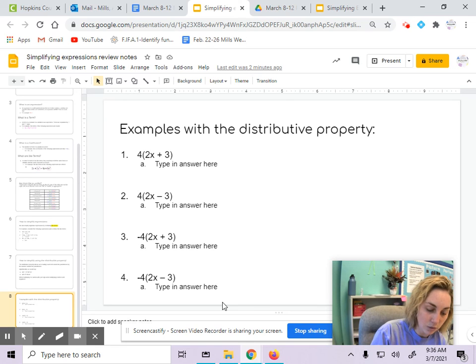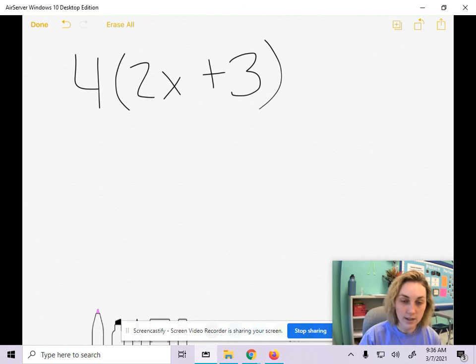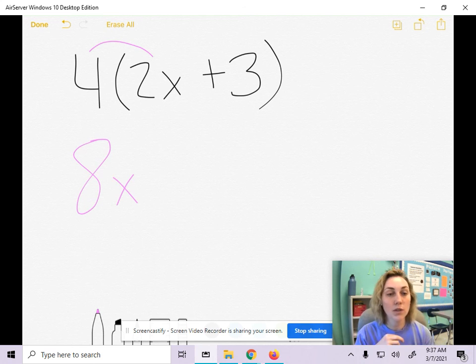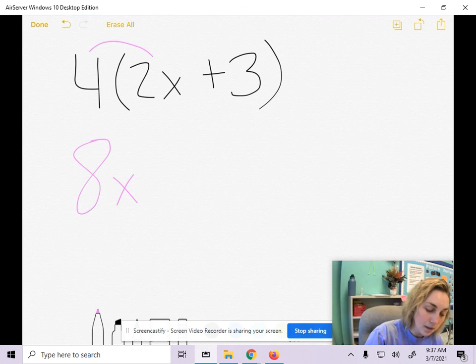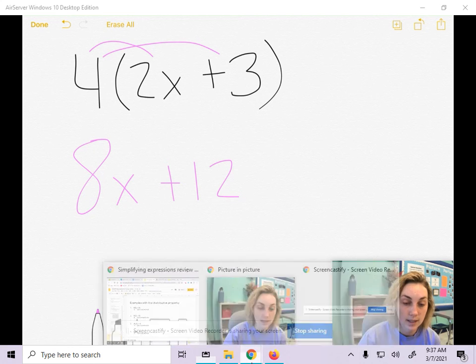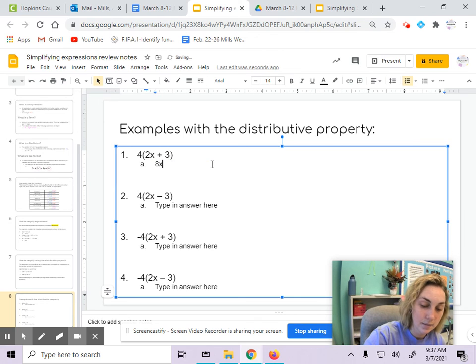Our first one we have is 4 and then 2x plus 3. So again, what we're going to do is multiply our outside number by everything on the inside of the parentheses. So first thing we're going to multiply is 4 times 2x. Well, 4 times 2x is going to give us 8x. 4 times 2 is 8, and then we have to keep that x there. And then I'm going to multiply 4 times 3. Well, that's going to give me a positive 12, so that will give me my answer of 8x plus 12. So I can go back in here and I'm going to write in 8x plus 12.